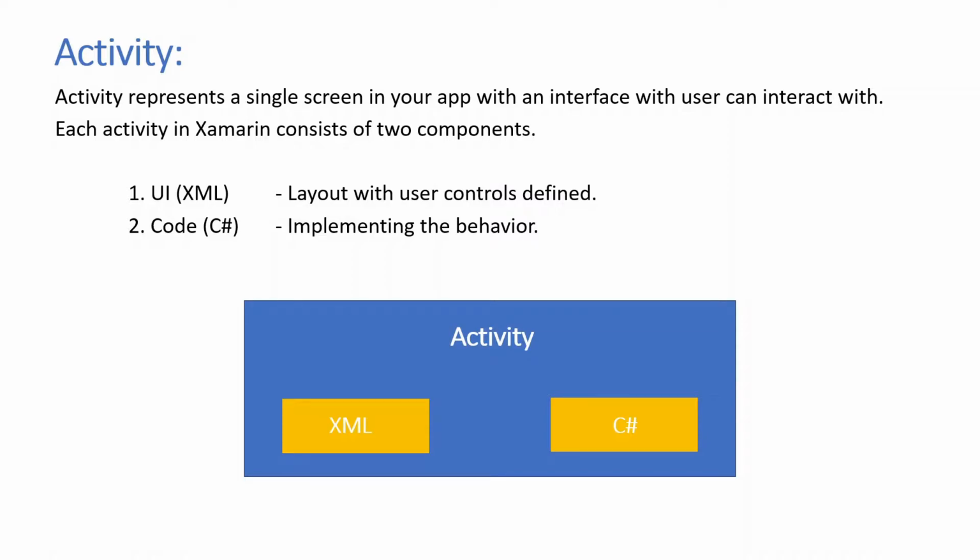An activity mainly consists of two components. One is the UI component, another one is the code component. The combination of these two we call an activity. Here the UI component represents the design of the application, or the visual structure of the activity. Whatever design we require, that related code we write inside the UI component. And the code component represents the functionality related code we write inside the code component. Let's see in detail what the UI component and the code component in an activity are.